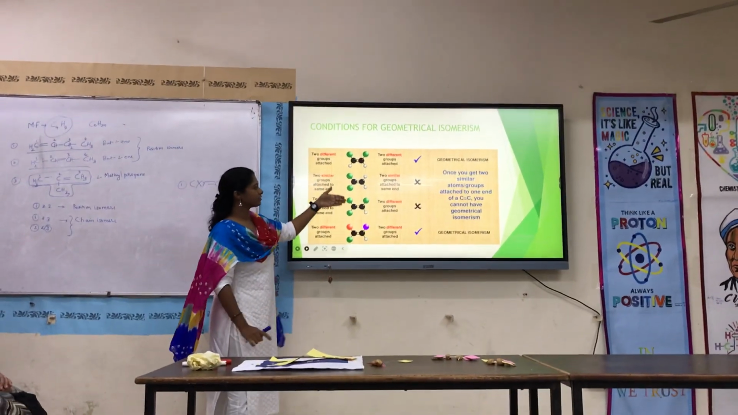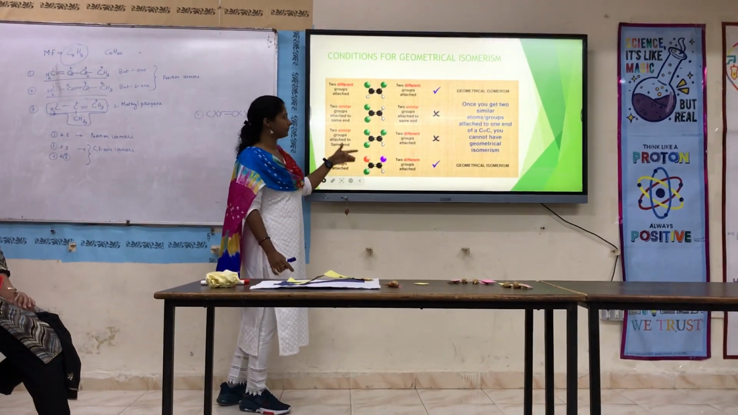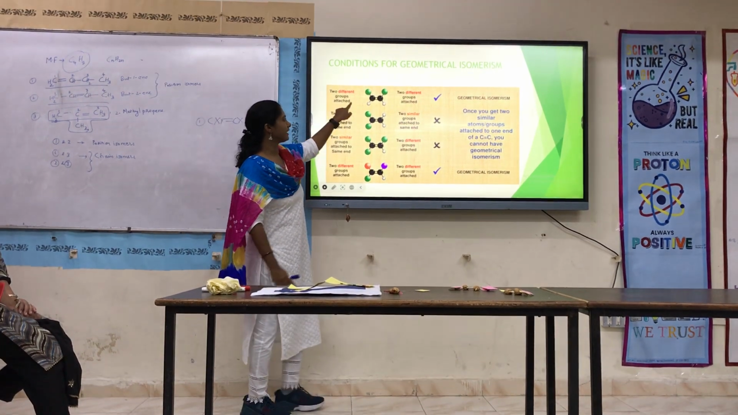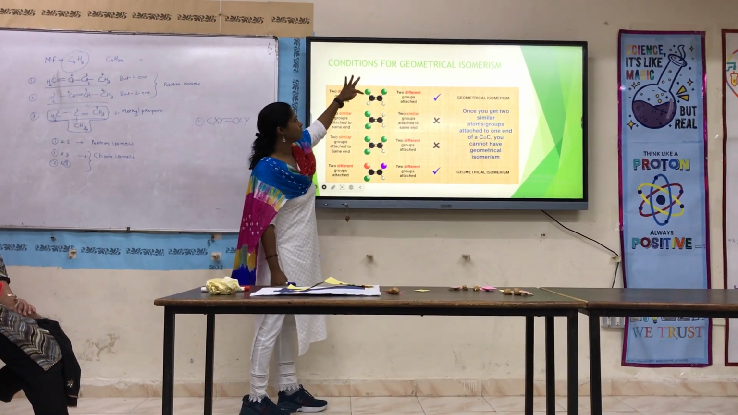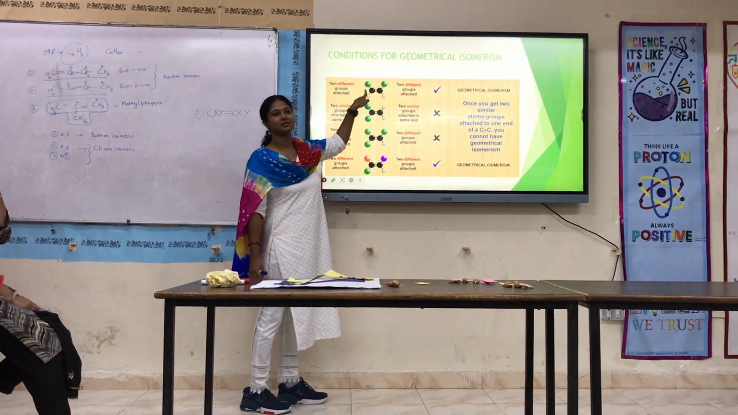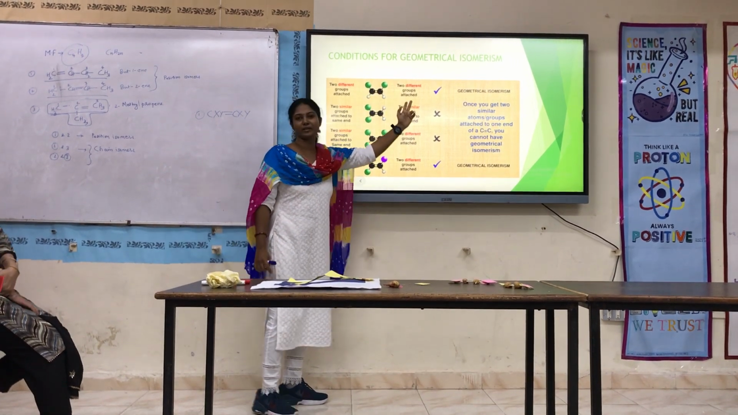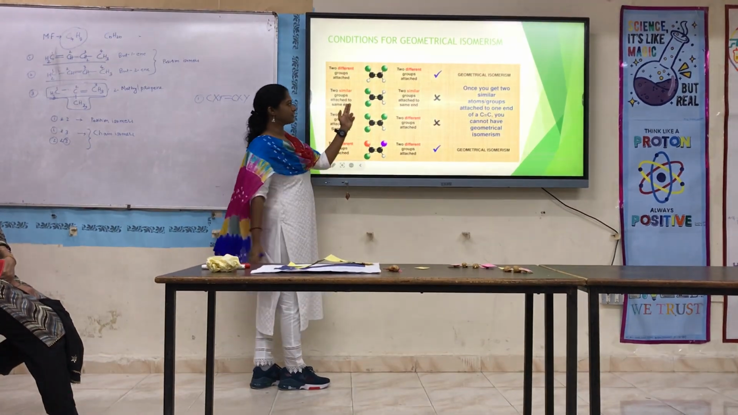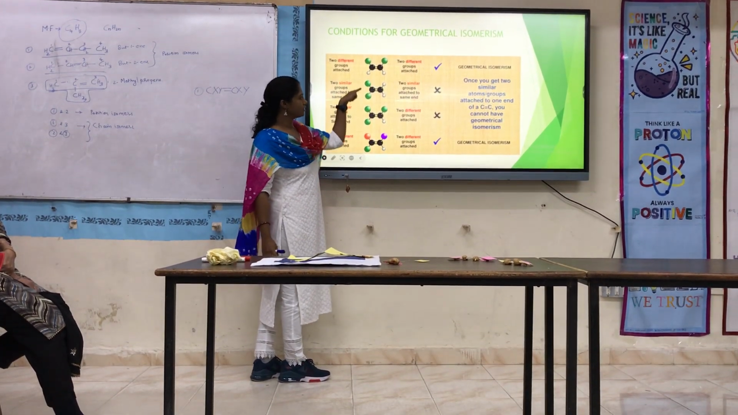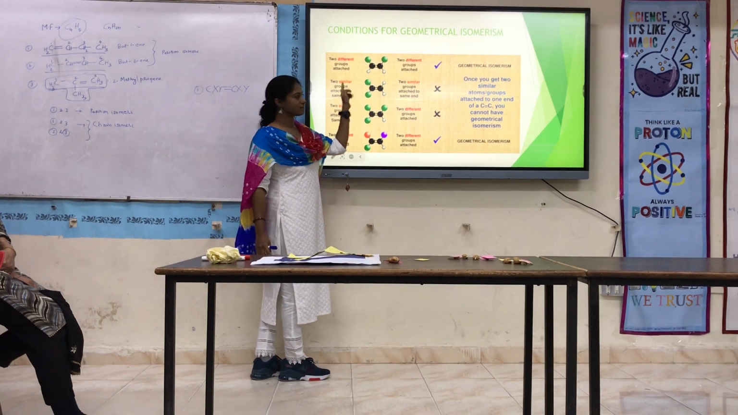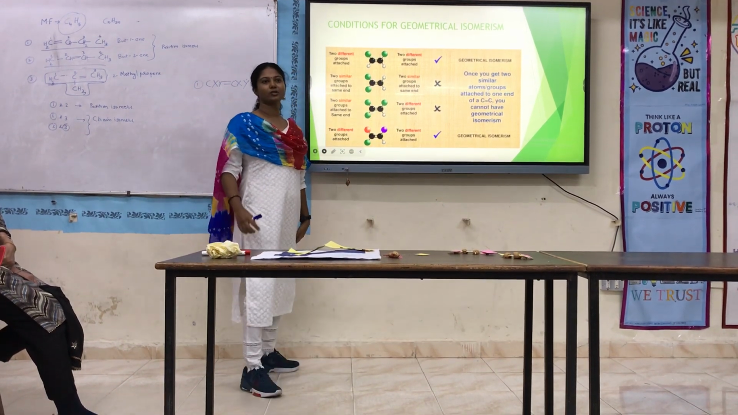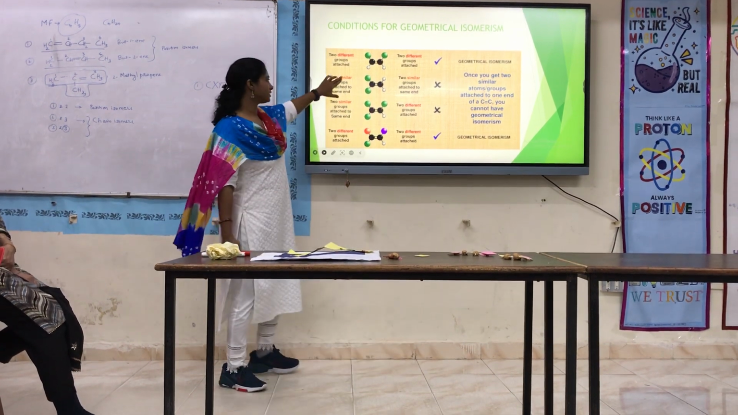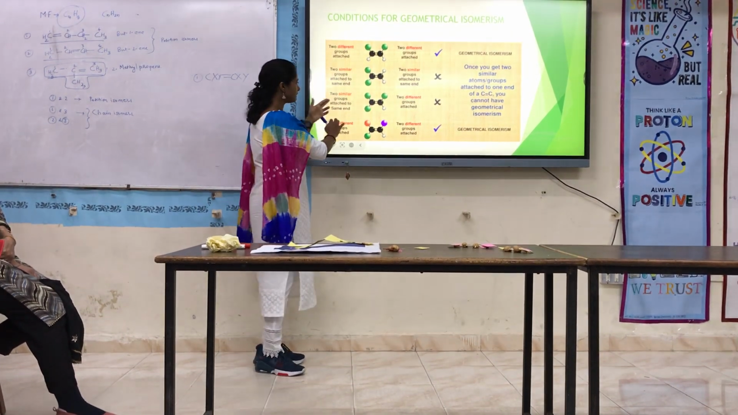Now here are different possibilities. We'll check whether they will exhibit geometrical isomerism or not. In the first case, in this molecule, two different groups are attached to each double bonded carbon atom. So can it show geometrical isomerism? Yes, it will show. Both sides have different groups. In the second compound, on the same side similar groups are attached, and on that side also similar groups are attached. So can it show geometrical isomerism? No. It violates the condition for geometrical isomerism.